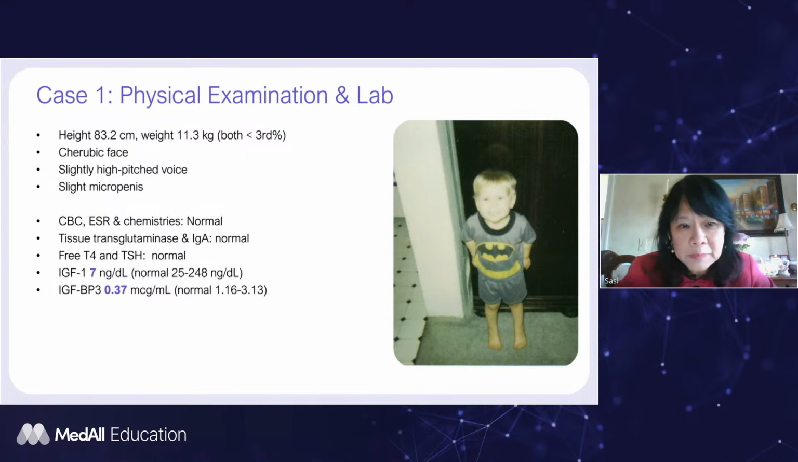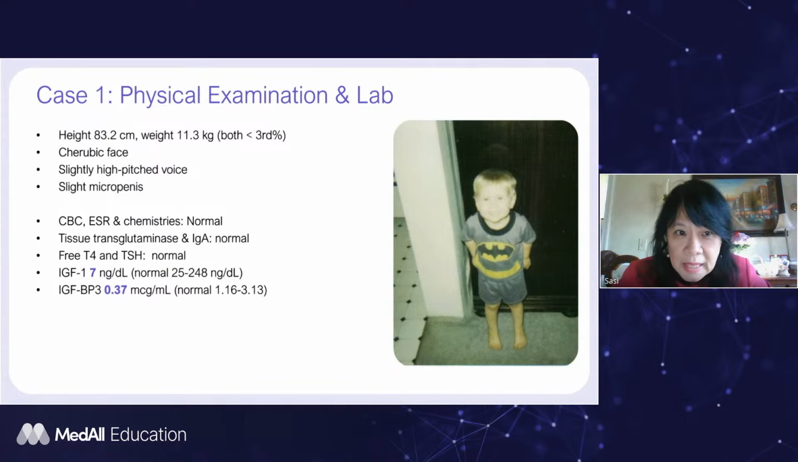So I ordered lab tests, just like what I discussed earlier. Check CBC, sed rate, chemistry, and screen for celiac, and they came back normal. Thyroid function test is normal as well. And he had quite low IGF-1 level and also low IGF binding protein 3 as well.